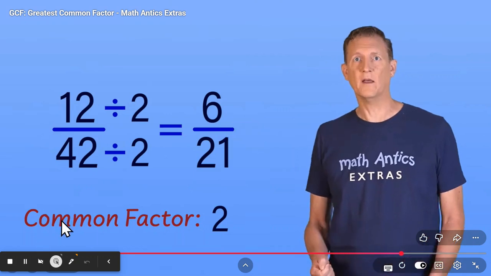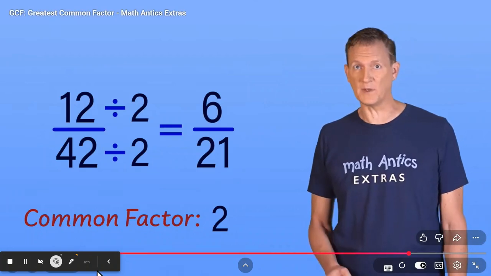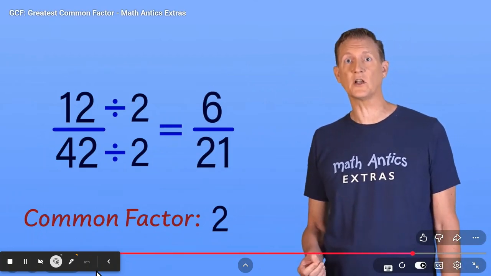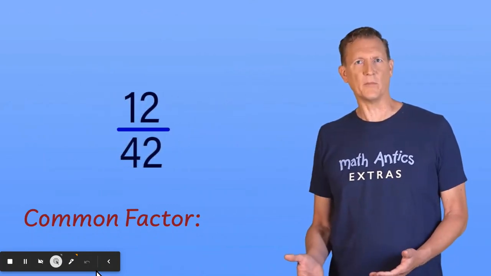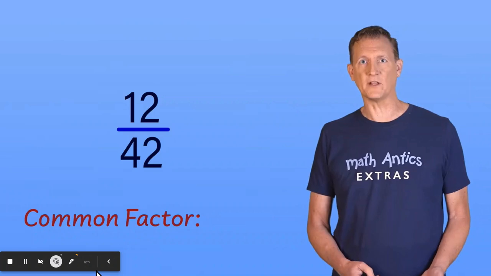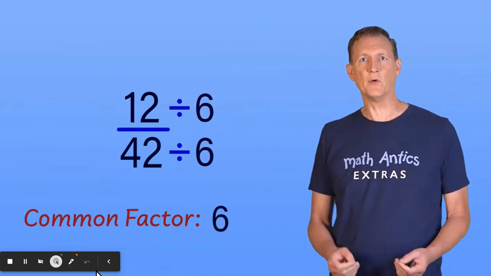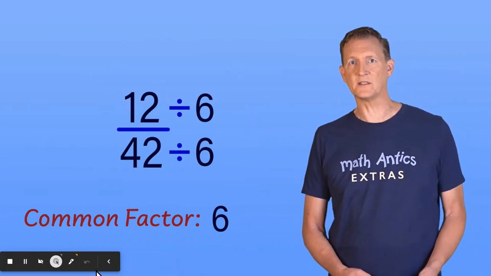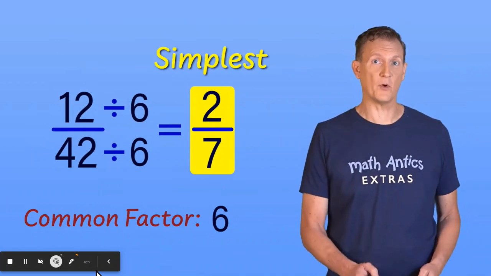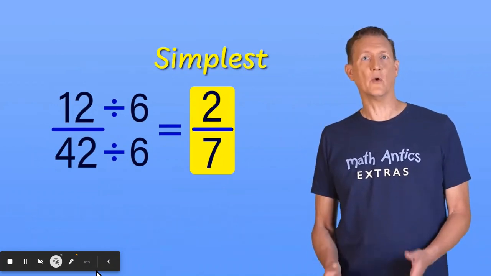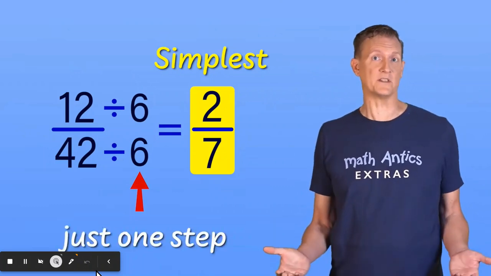...over 21. That is simpler than 12 over 42, but it's not as simple as the fraction could be, because 6 and 21 still share a common factor of 3 that can be canceled. But what if right at the beginning of the problem, you knew that the greatest common factor these numbers shared was 6? Then, if you simplified it by dividing both the top and the bottom of the fraction by 6, you'd get the result 2 over 7. And 2 over 7 is the simplest form this fraction can take.